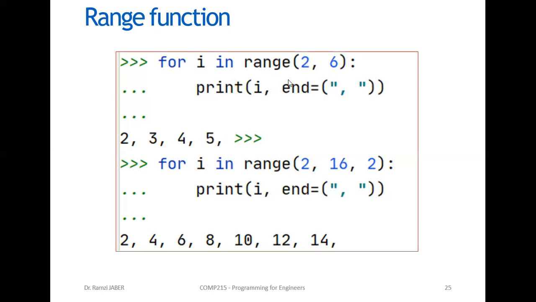Now, for i in range 2, 16, 2. The output will be from minimum to 15, incrementing by 2, since maximum 16 minus 1. So from 2 to 16 minus 1, incrementing by 2, we begin with 2, 4, 6, 8, 10, 12, 14. Another step of plus 2 would give us 16, but 16 is out of this range, so it's false and nothing is printed. We don't have 15 here because the step is plus 2.